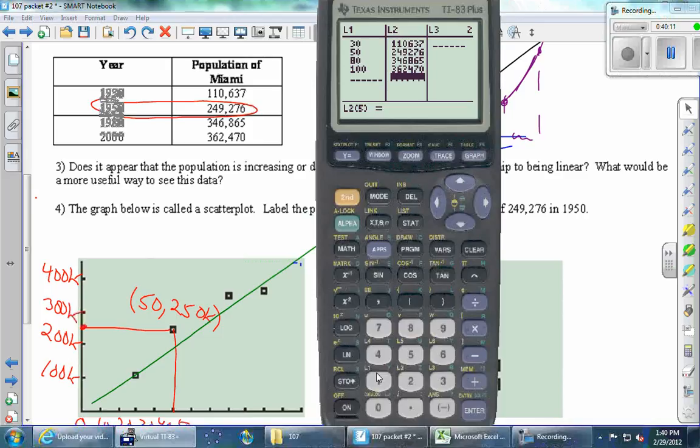Any questions on typing in the data? Everybody sees why there's 100 at the bottom of my list? What year was that? 2000 from 1900, that's 100 years. Okay, if you finish typing in the data, just stop touching your calculator so I know.